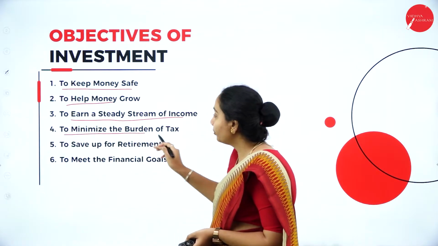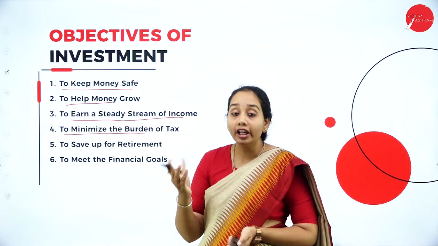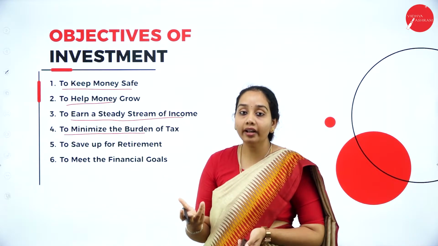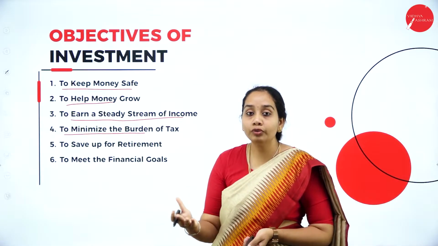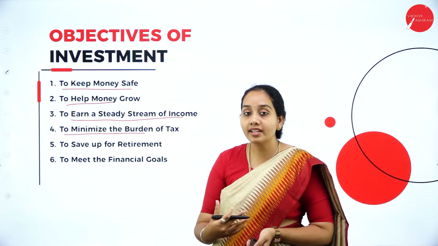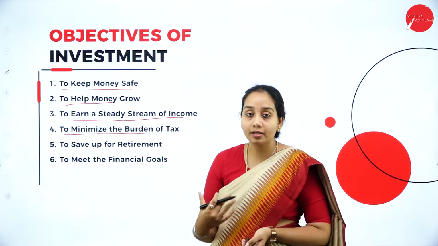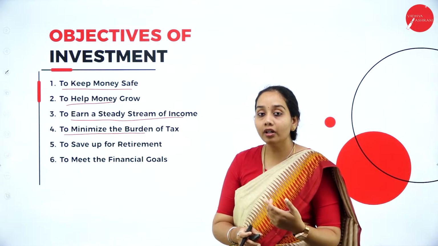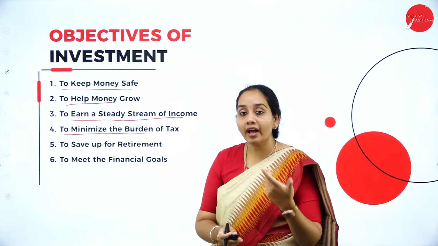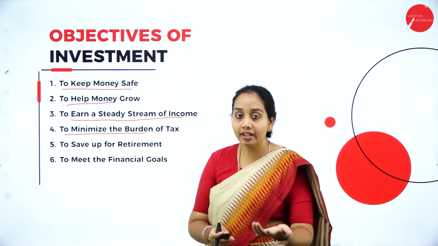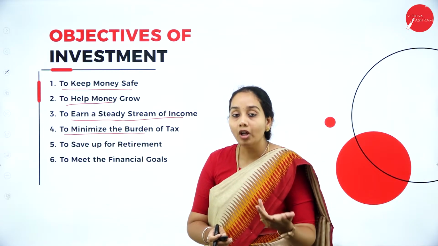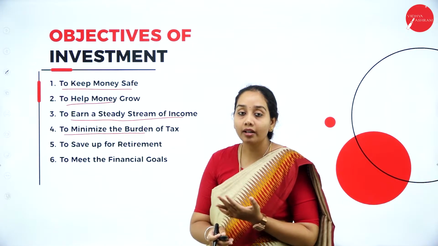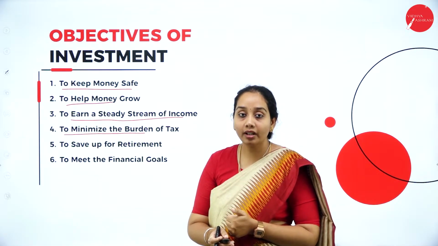Next objective, to minimize the burden of tax. Investments are also a great document or proof so that you can save yourself from tax liabilities. If you are a salaried person, and your annual income is more than 6 lakh or 7 lakh, that means you come under taxable income.